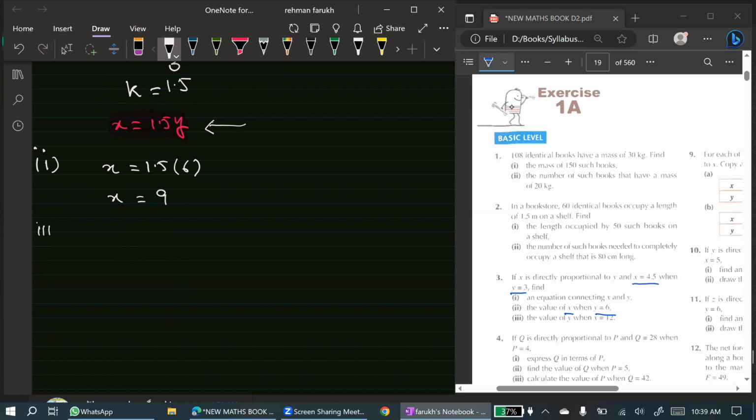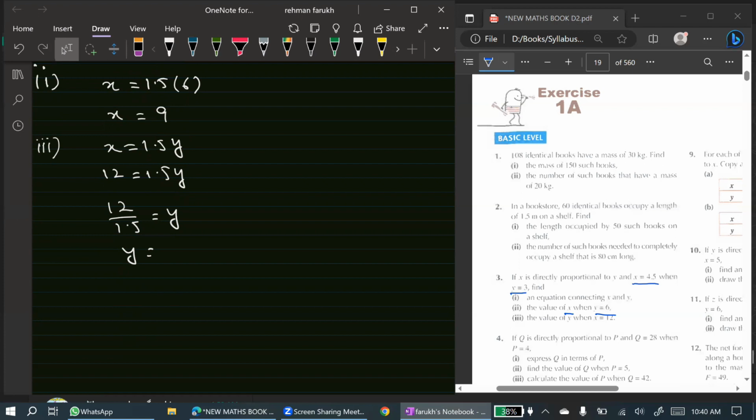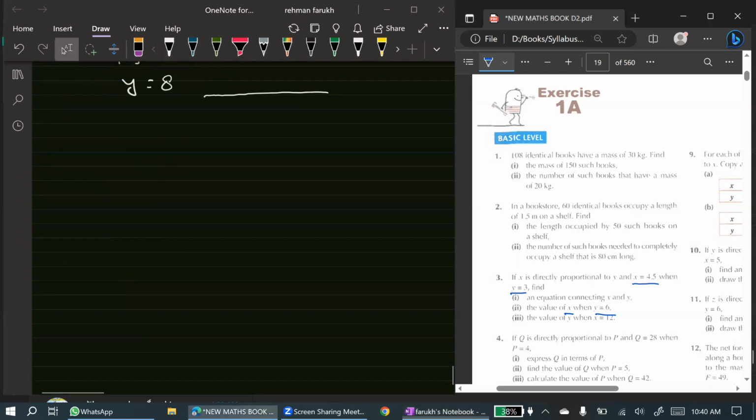Now part 3 is to find the value of y when x is equal to 12. So it will be 12 is equal to 1.5y. 12 divided by 1.5 is equal to y. And y is equal to 8. Yes. This one is all about this question.